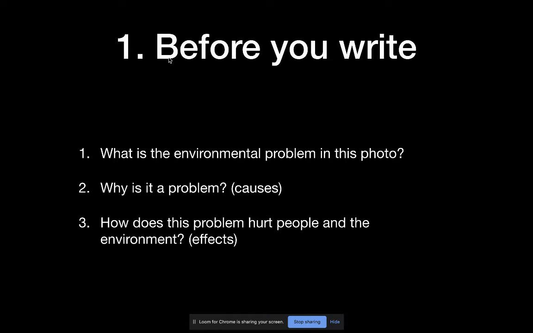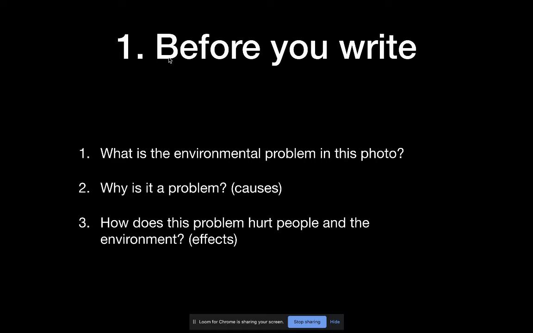How does the problem hurt people or the environment? I've already touched on that, I've already talked about that. It can affect our breathing. It can affect the ozone, which causes global warming or leads to that. And so it can cause the temperature of the earth to rise. So these are the effects. All right.